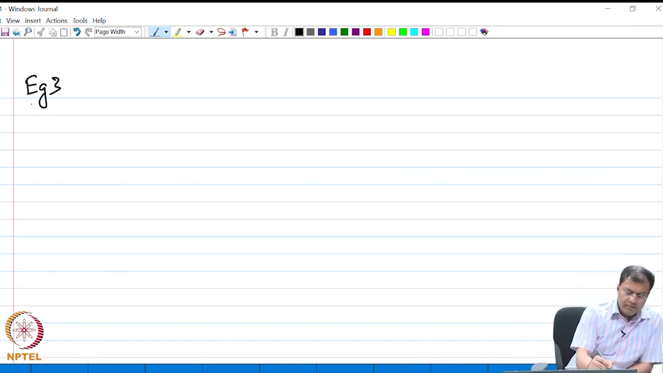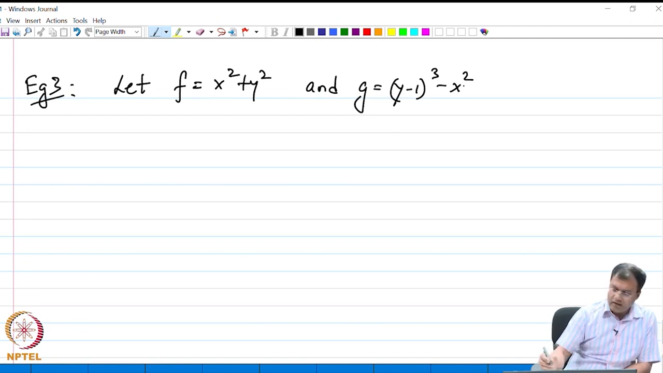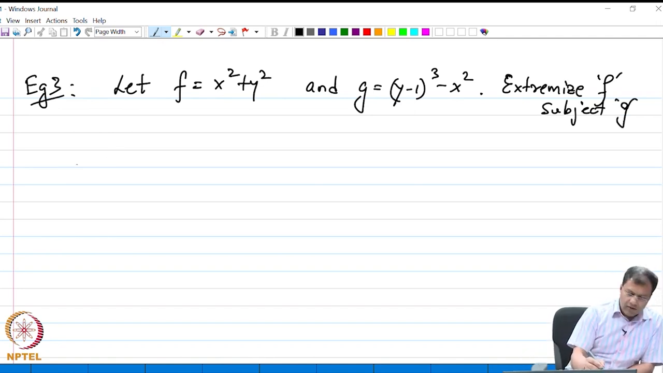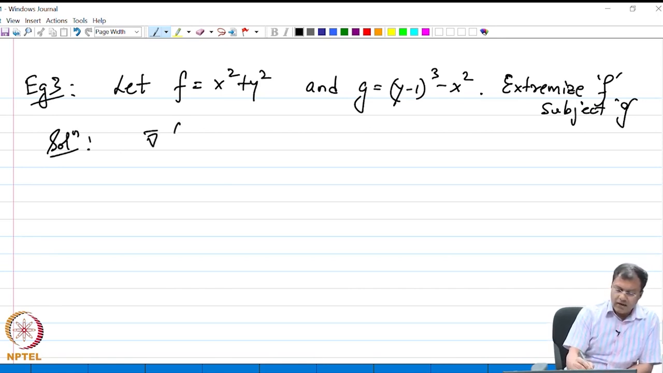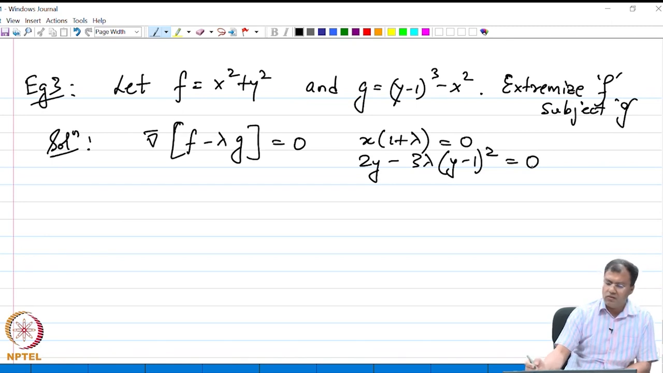So, here is one quick example. I have my objective function f as x square plus y square, and my constraint function g is (y minus 1) whole cube minus x square, right. Extremize f subject to g. When we do that, again we start solving by setting up the Lagrange constraint. We take the gradient of f minus lambda g equal to 0, and we are going to get a set of two equations. The first equation is x(1 plus lambda) equal to 0, and the second equation is 2y minus 3 lambda (y minus 1) square is equal to 0, right. Now, we have three unknowns, x, y and lambda, and of course, we have the constraint g.